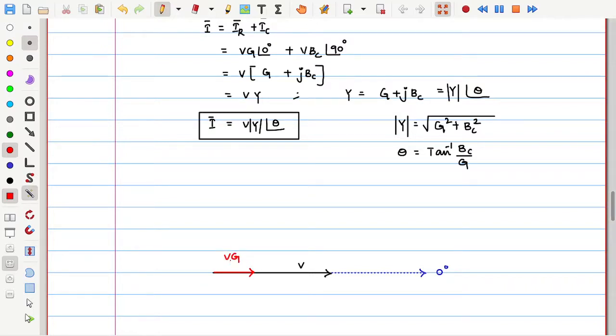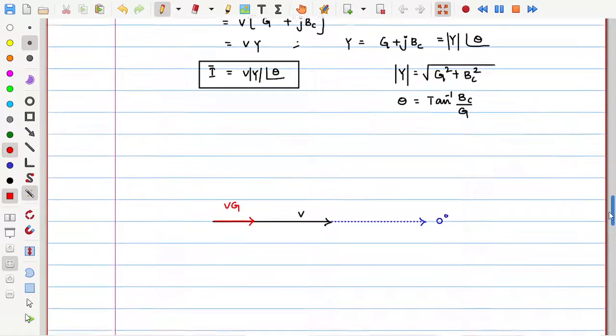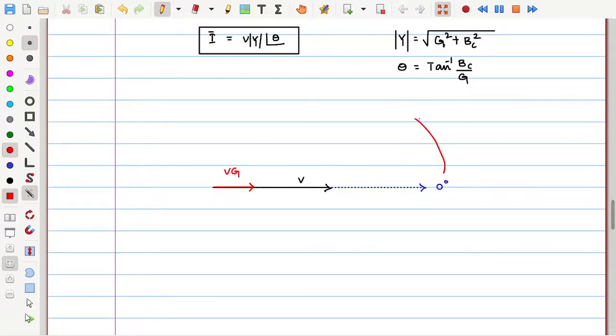What is the angle? This angle is 0, because it is lying on the 0 degree line. Next is the capacitive current. Where is the capacitive current? It is at 90 degrees, plus 90. So positive angles are measured in which direction? Anti-clockwise direction angles are referred to as positive angles. So now in this direction I have to move by 90 degrees to get the current. Which current? IC magnitude.